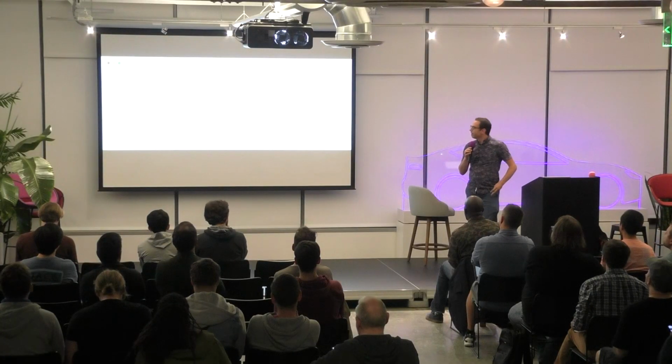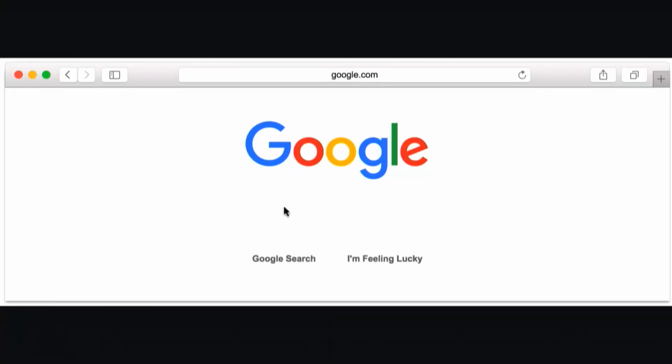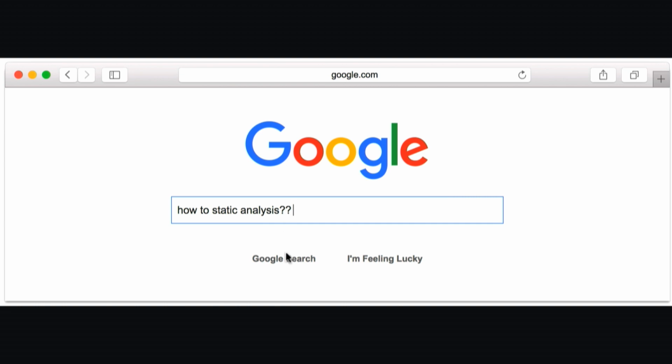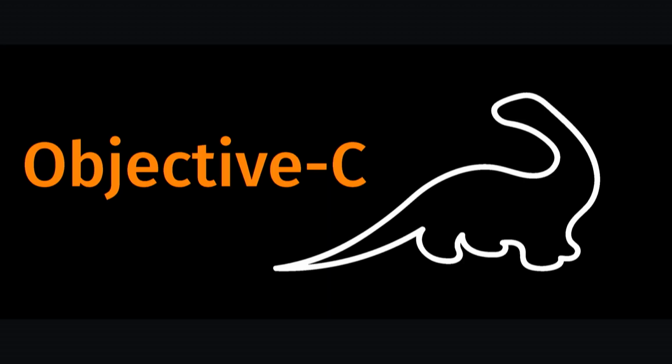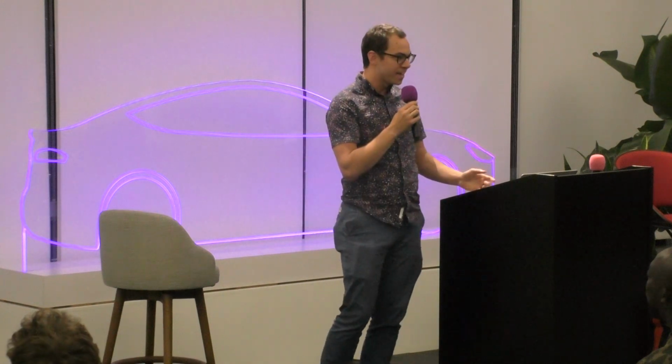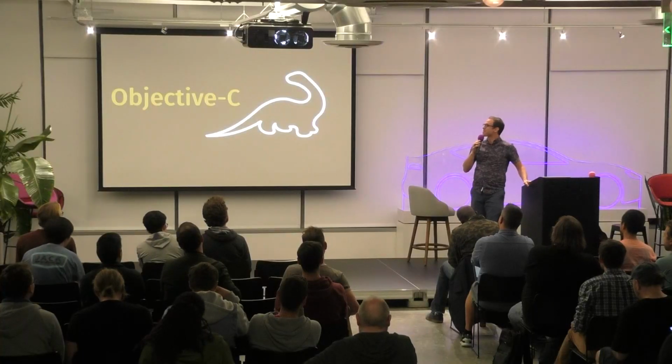So you start over, and you start with the basics, and you hope that Google will help you. And Google does not help you. So again, you go back to the drawing board, and you ask yourself, well, how hard can this be? Again, Objective-C has a static analyzer. Objective-C, for those of you who have never heard of it, is this really old language from a long time ago. Actually, Objective-C is almost 30 years old.